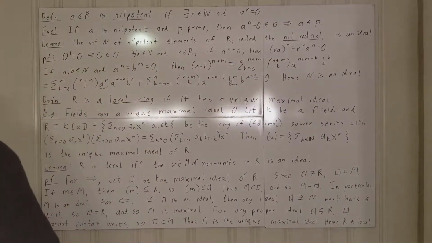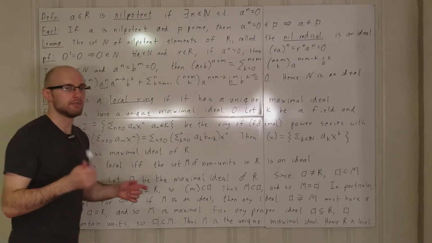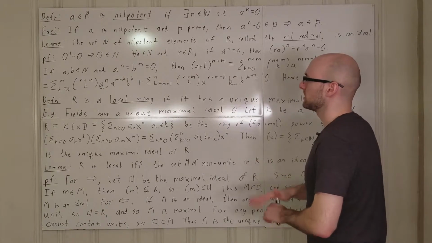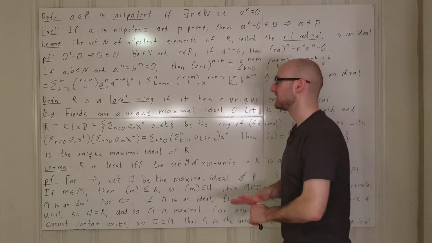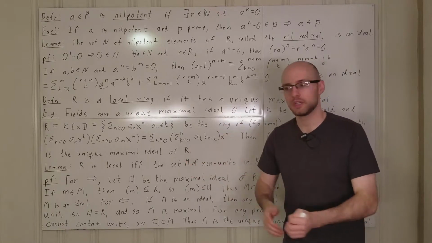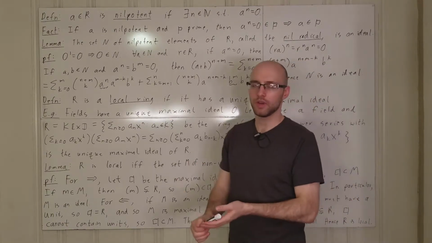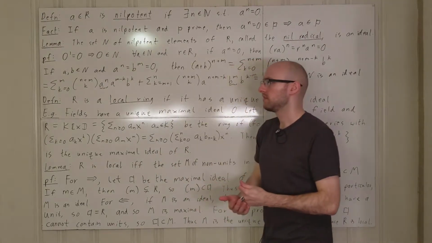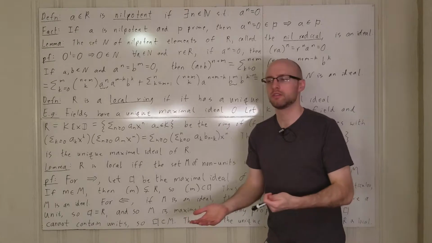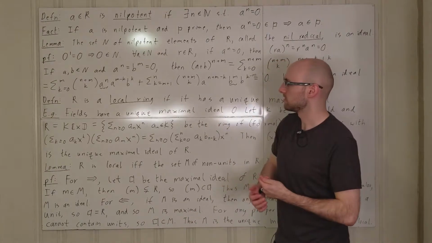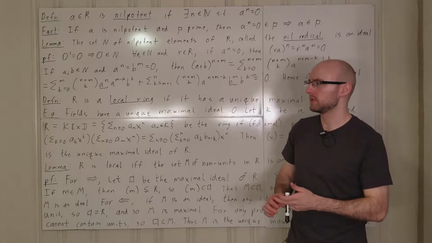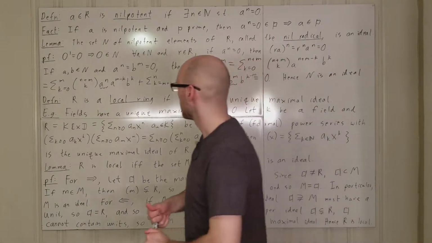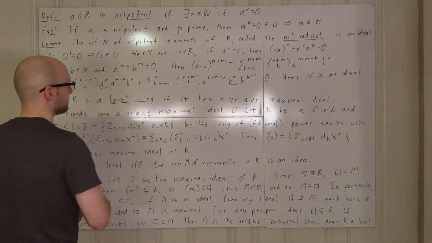But we say that a ring is local if it has a unique maximal ideal. The dumbest example of this is a field, because the unique maximal ideal is 0. We've talked about this: fields have two ideals, 0 and the entire field. The entire field is not a proper ideal, so the only proper ideal is 0. Not only is it the only proper ideal, but it's a maximal ideal, and so it's the unique maximal ideal.